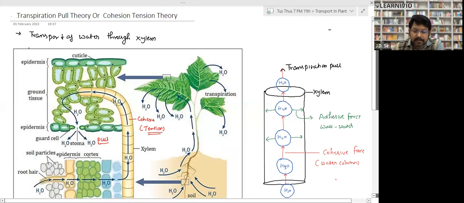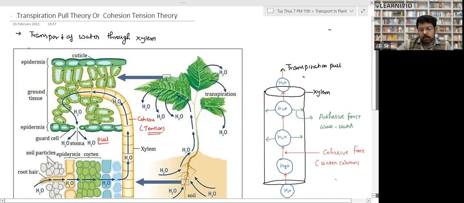Now, this is the xylem. Look, inside the xylem, there are some water molecules. Water molecules attract each other. Every water molecule attracts another water molecule with the help of a force called cohesive force. And this is called the water column.